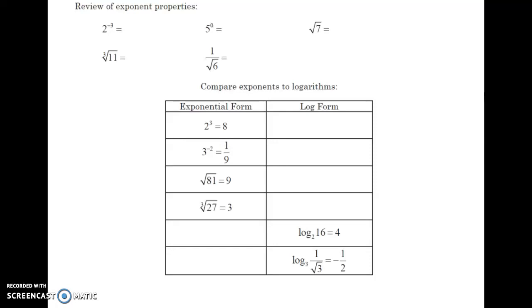Alright, so what we're going to be covering in this video is the properties of logs, how to convert them, how to simplify them, and so forth, or expand them. So in order to be successful, we need to review some things. When I have a negative exponent, that means I do 1 over 2 to the third. Anything to the 0 exponent is 1. Square roots can be written as exponents.